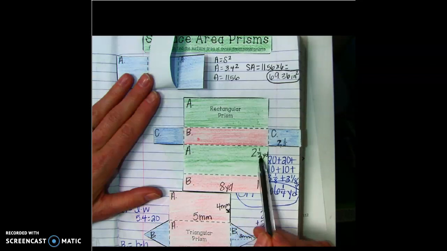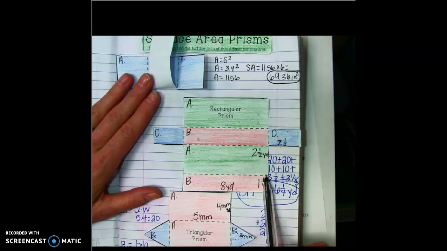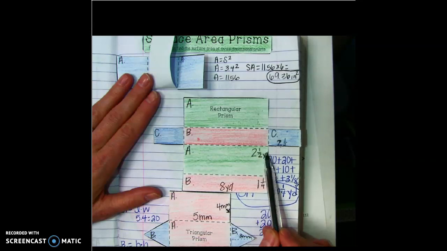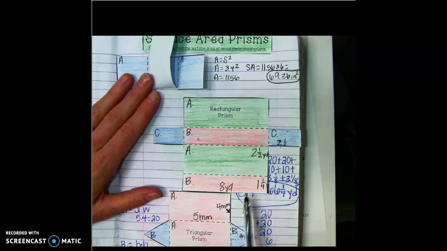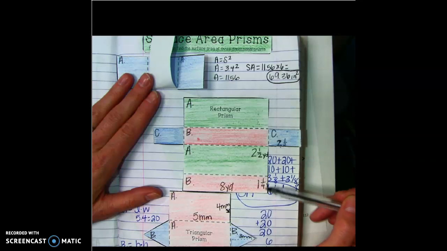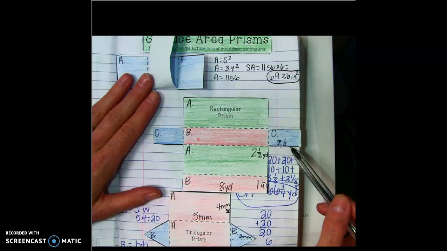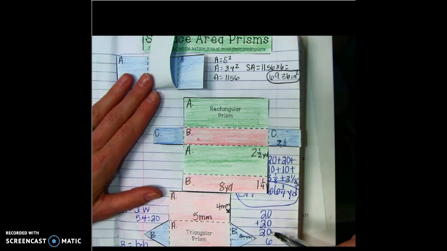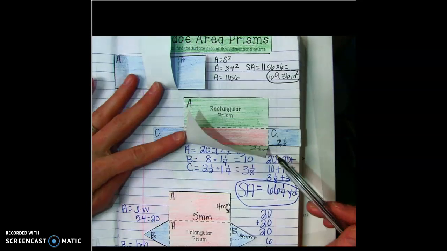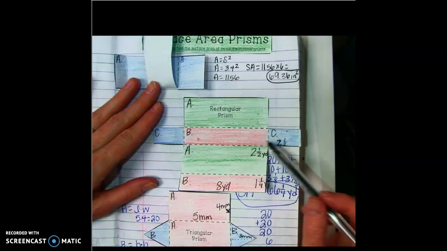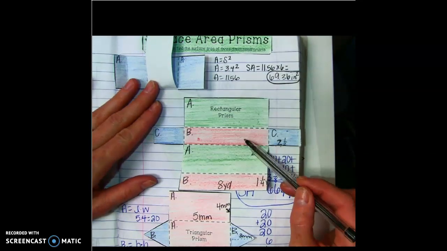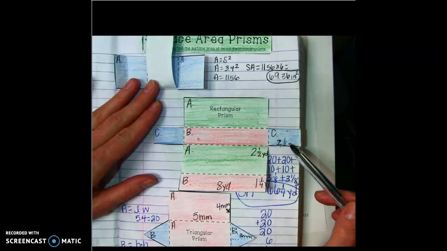So on this, I know that A right here is 2 1/4 yards. This is 2.5 yards. I know from here to here on B is 8 yards. And this small side right here is 1 1/4. I also know that on C, this section right here is 2.5 also. Okay, so I'm going to take what I know, and I'm going to find my area for each shape. I'm going to find my area for A, my area for B, and my area for C.